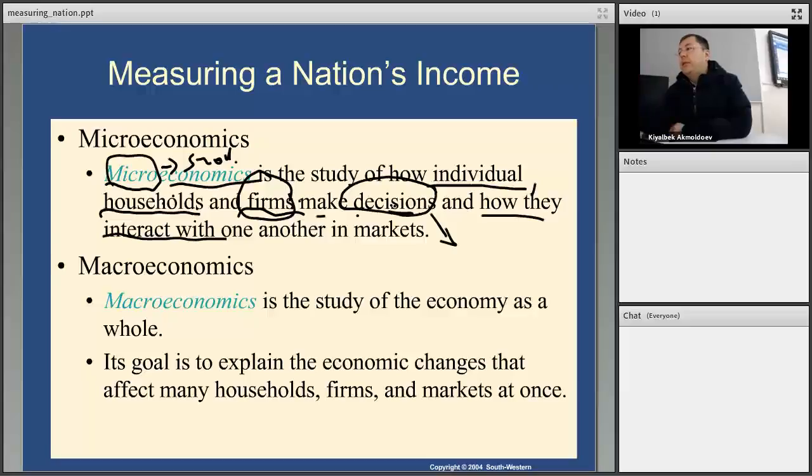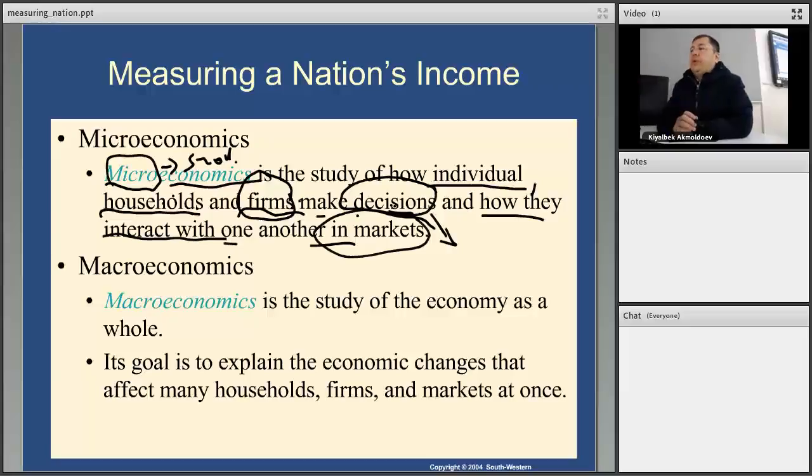What does making a decision mean? Making a decision means what is their aim. For example, buyer's aim, seller's aim. Buyer's aim is to spend as little as possible and to get maximum benefit from the bought product. On the other hand, the firm's aim is to maximize their profit, so to sell as much as possible at higher prices and to produce goods and services with the minimum cost. And where do they interact with one another? In the markets.